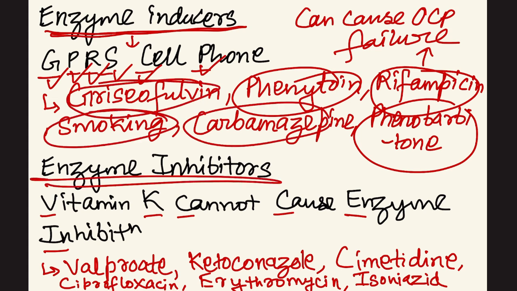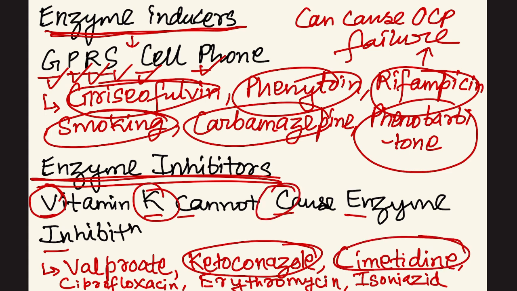Then we have enzyme inhibitors. For that we have a mnemonic: vitamin K cannot cause enzyme inhibition. So V for valproate, K for ketoconazole, C for cimetidine, E for erythromycin, and C is also for ciprofloxacin, then I for isoniazid. So these are the enzyme inhibitors.